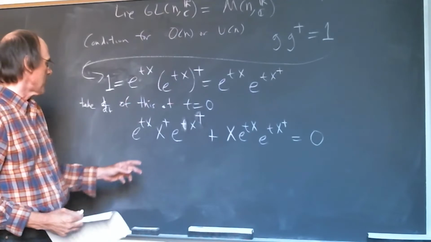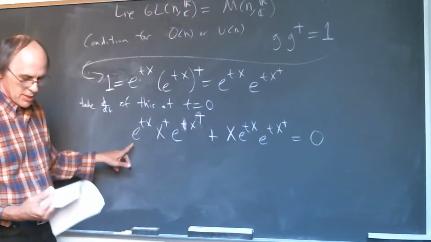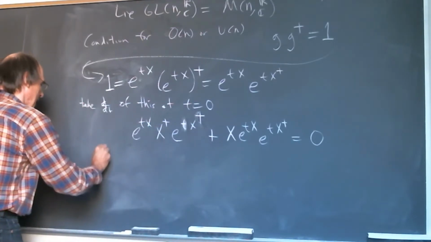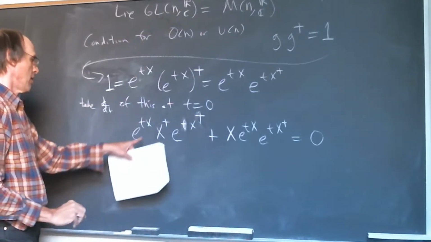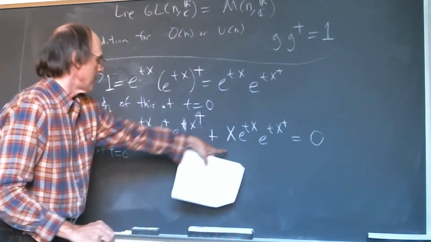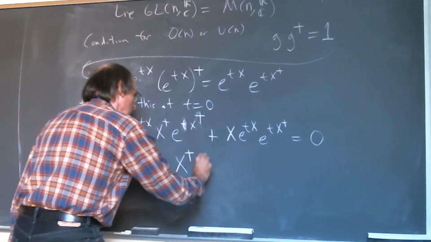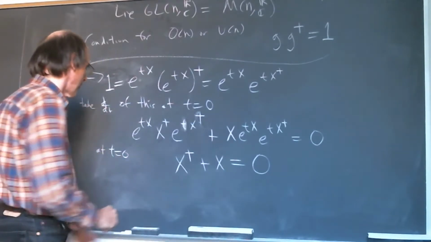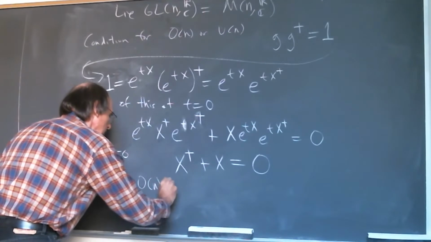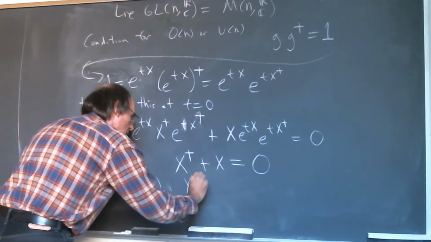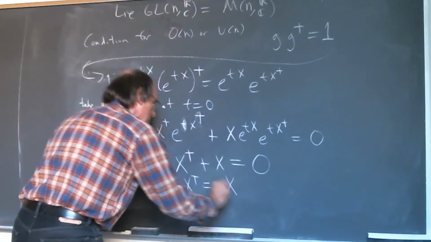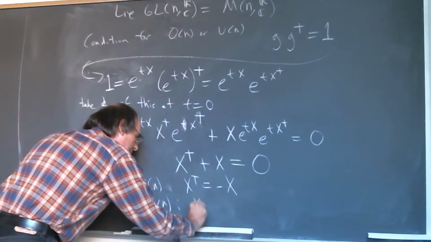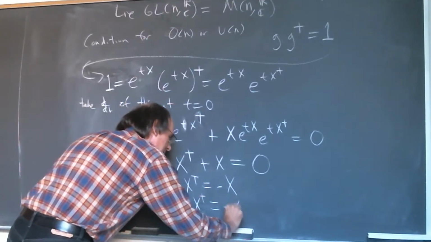Now, it's better to evaluate at t equals 0. At t equals 0, everything becomes 1 except this, and you get X dagger plus X equals 0. And so for O(n), this is that X transpose plus X equals 0, so X transpose is minus X. And for U(n), it's X dagger is minus X.